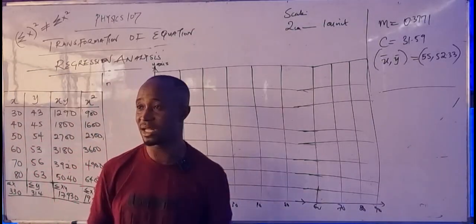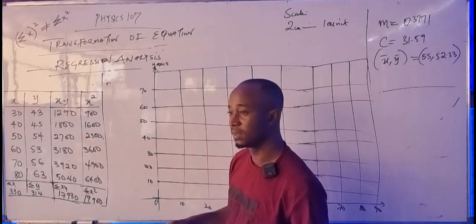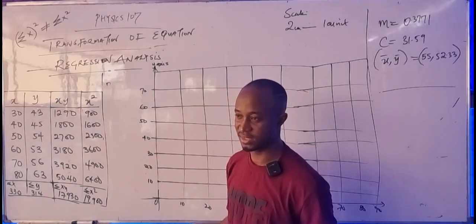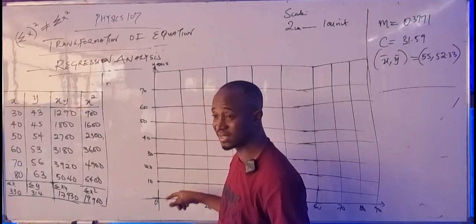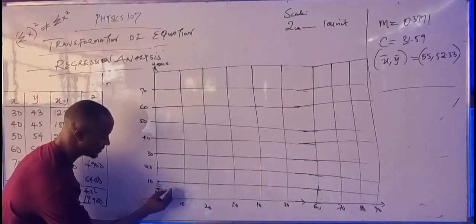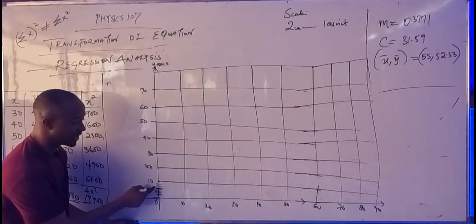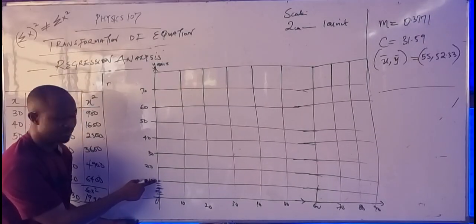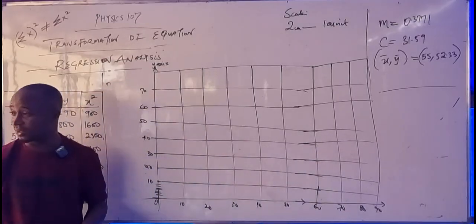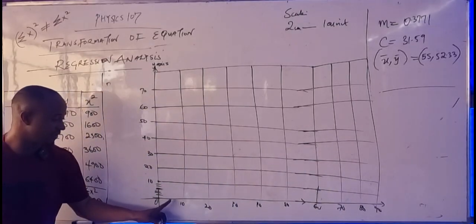Now, let's start plotting our graph. Listen now. This is the easiest scale to choose: 2 cm to represent 10 units. That means each of those small boxes represents 1 unit. How many do we have here? 10. So 1, 2, 3, 4, 5, 6, 7, 8, 9, 10, 11, 12, 13, 14, down to 20. Likewise on the x-axis, the same thing: 1, 2, 3, 4, 5, 6, 7, 8, 9, 10.